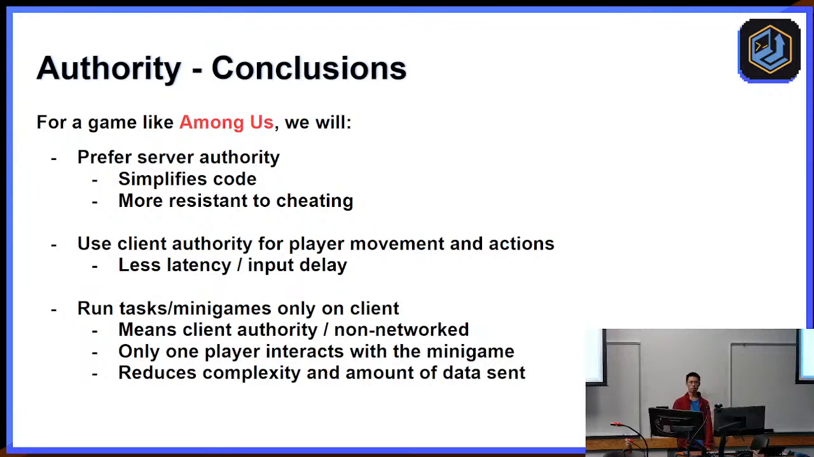A unique application of client authority in Among Us is that we have tasks and mini games. These only happen on the client, so you can avoid networking the mini games at all. That means the client has authority over everything because the server doesn't even know what's going on. All the server gets is that the player started a mini game and ended a mini game, right?